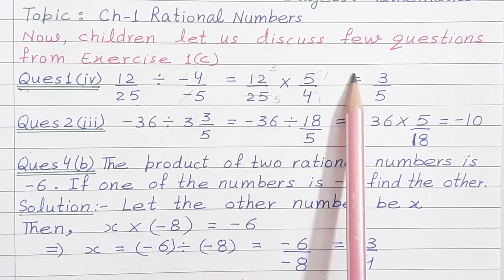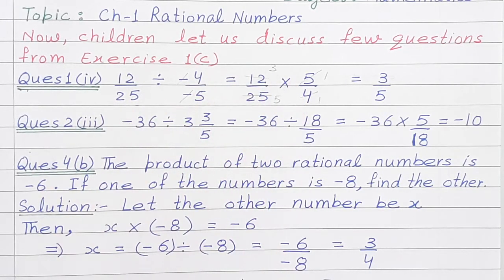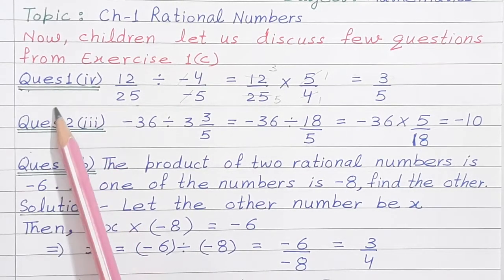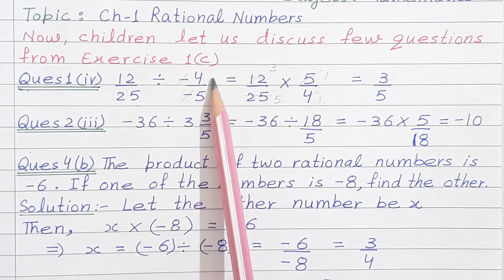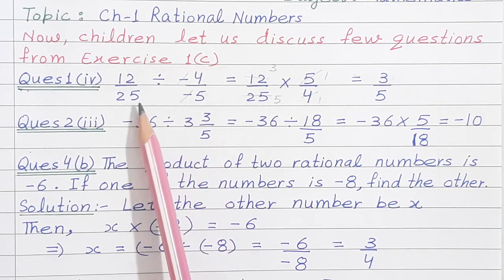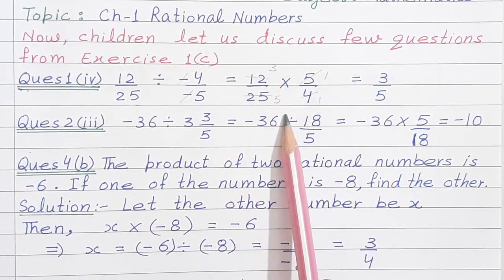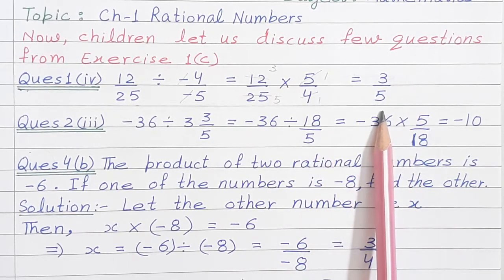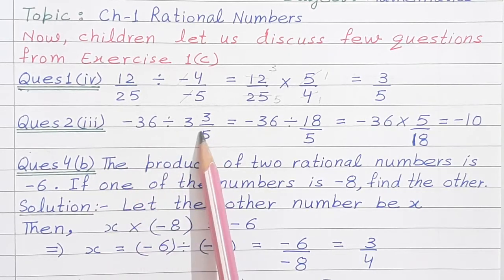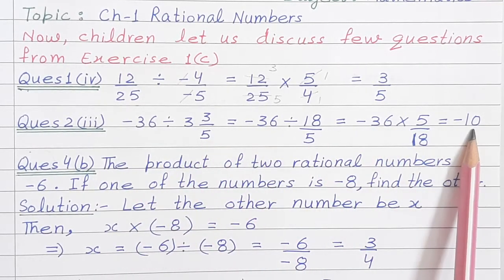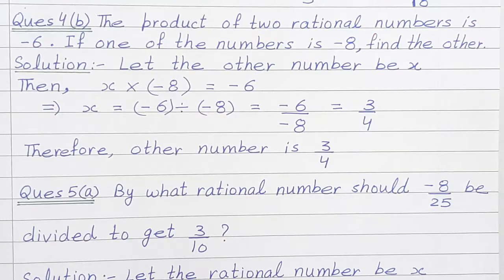Now let us discuss few questions from exercise 1C of your textbook. So question number 1, fourth part is 12 upon 25 divided by minus 4 upon minus 5. So after cancelling the term, that means after simplification, the answer is 3 upon 5. Now question number 2, third part is again same, division. So here the answer is minus 10. Now let's move to next question.